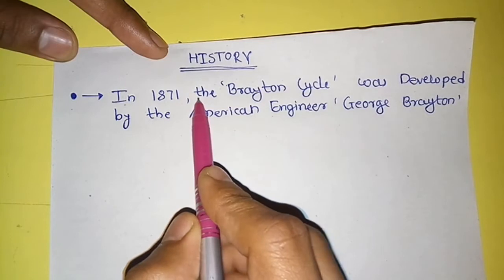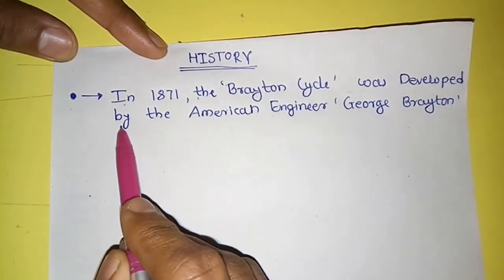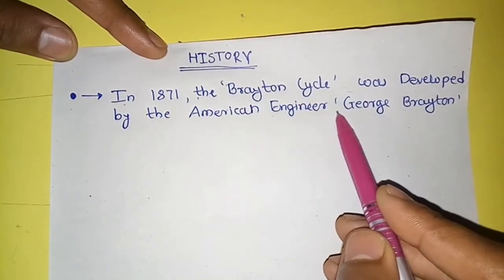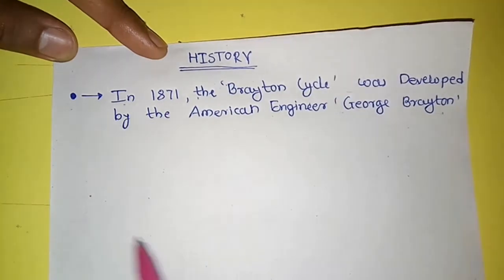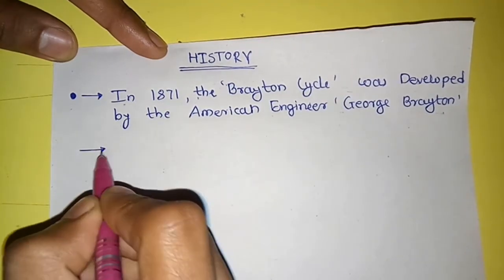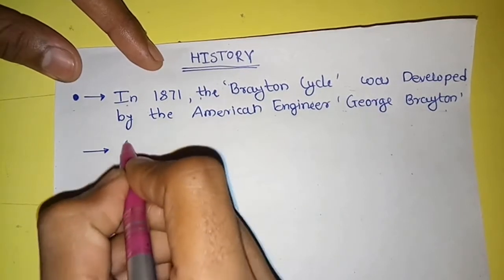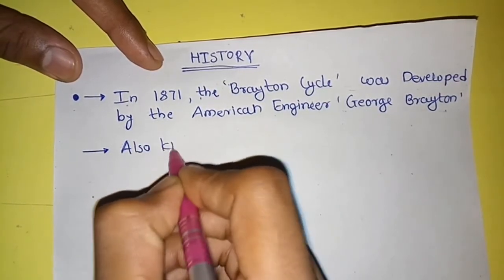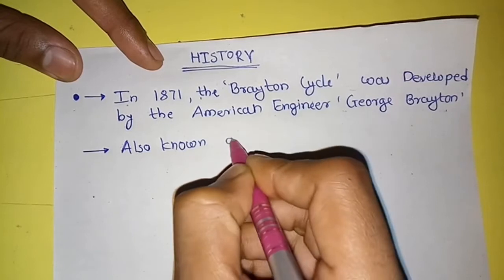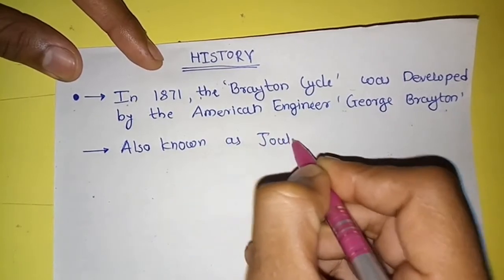In 1871, the Brayton cycle was developed by the American engineer George Brayton. This Brayton cycle is also known as the Joule cycle.